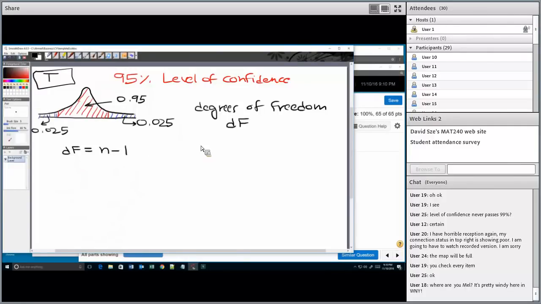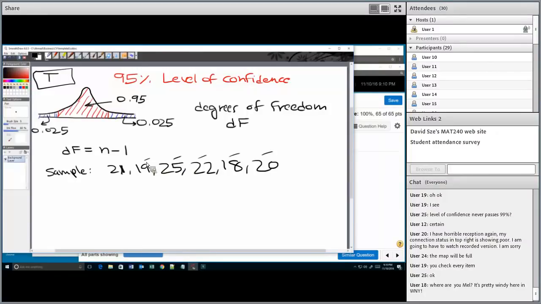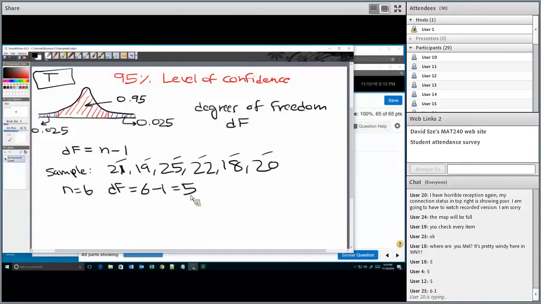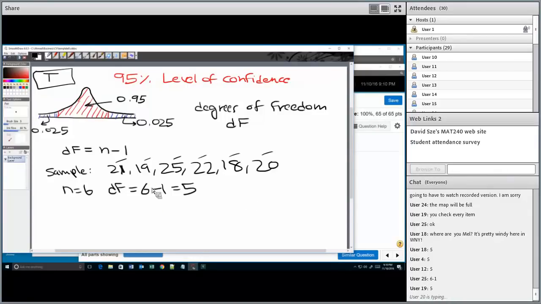That's your degrees of freedom, okay? So what is degrees of freedom? Well, let's say I have a sample. I'm just going to make up something more realistic: 21, 19, 25, 22, 18 and 20. So I have 1, 2, 3, 4, 5, 6 items in it. So my n is 6. What will be my degrees of freedom? It'll just be 6 minus 1, 5. So for this sample, my degrees of freedom are 5.